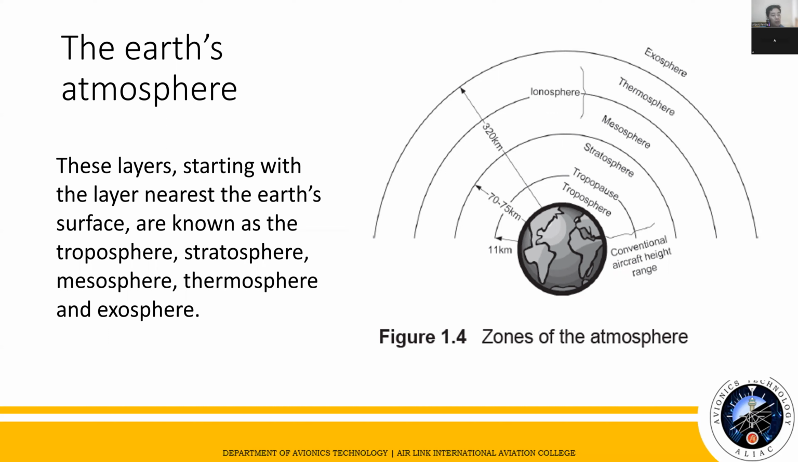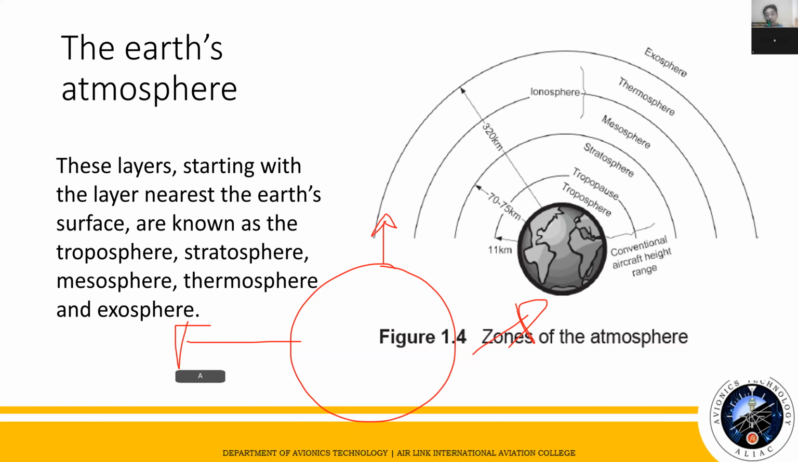Okay? So let's repeat. 7.5 kilometers at the pole and then 18 kilometers at the equator. An average value for the height of the tropopause is around 11 kilometers or 36,000 feet, about the same as the cruising height for most international passenger aircraft.